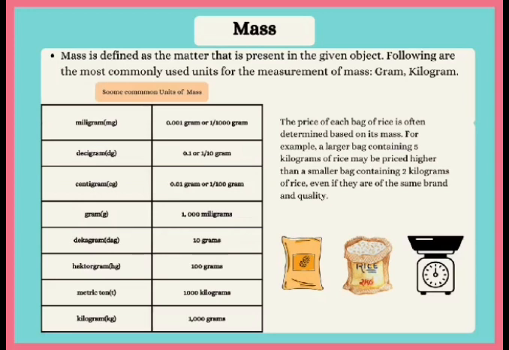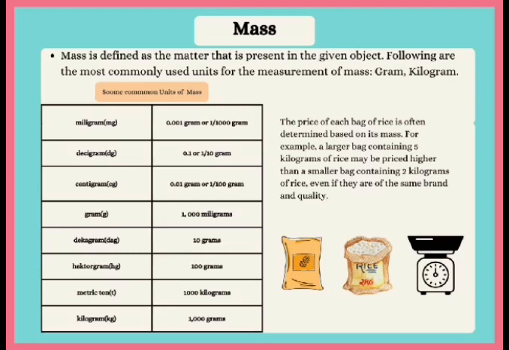So milligram is 0.001 gram or 1 over 1000 gram, decigram is 0.1 gram or 1 over 10 gram, and centigram is 0.01 gram or 1 over 100 gram, and gram is 1000 milligrams, decagram 10 grams, hectogram 100 grams, metric ton 1000 kilograms, kilogram 1000 grams.